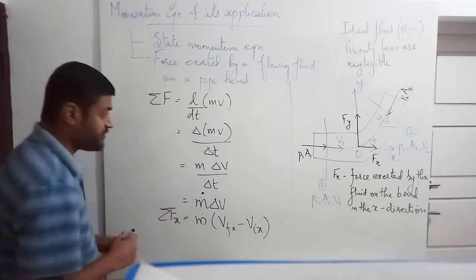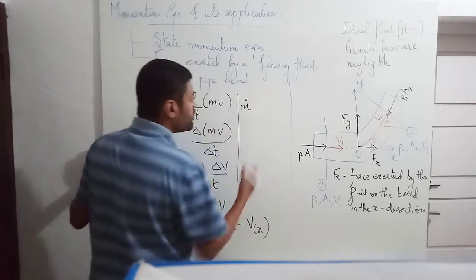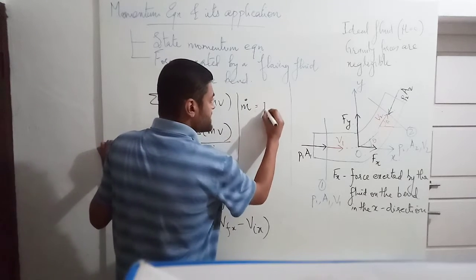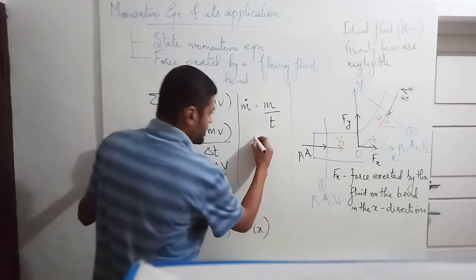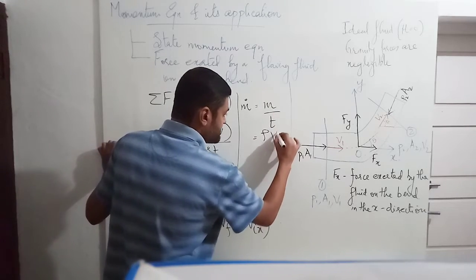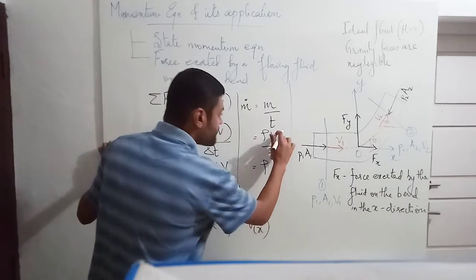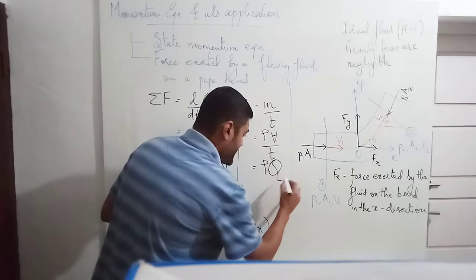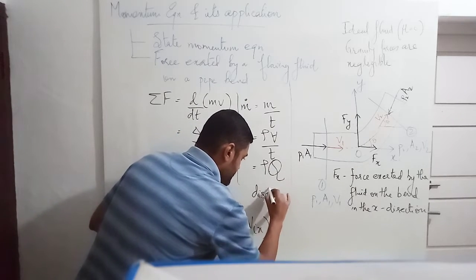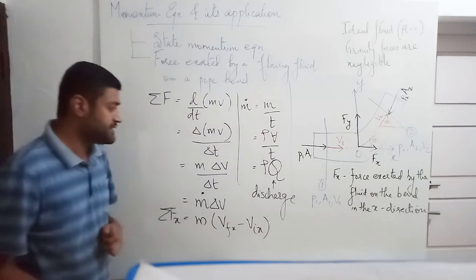Now before I proceed further, I just want to look at what is mass flow rate. Mass flow rate is the total mass flowing per unit time. Mass per unit time can be written as rho times volume per unit time. That is nothing but rho into the volume flow rate, which is sometimes also referred to as the discharge.